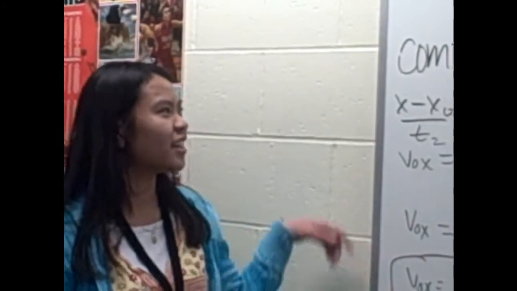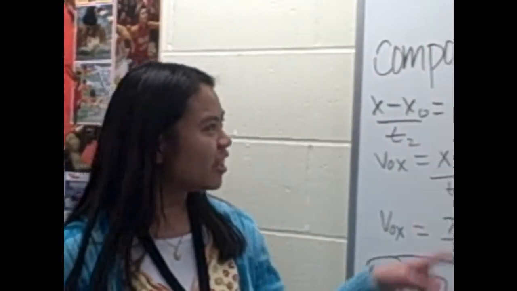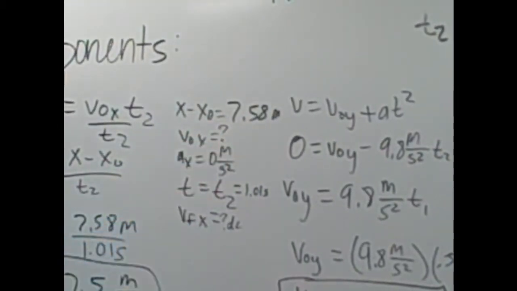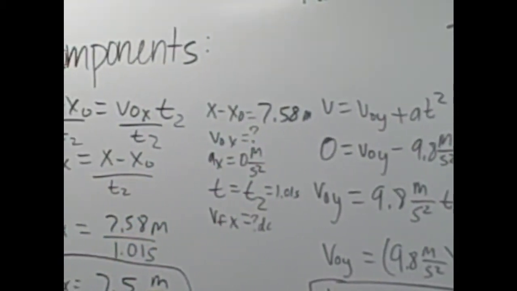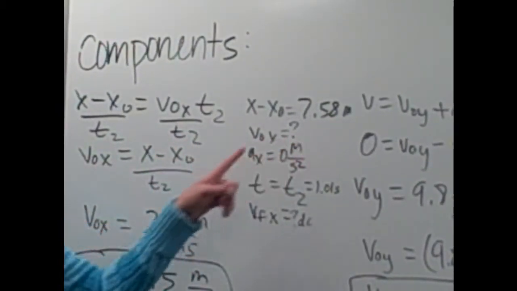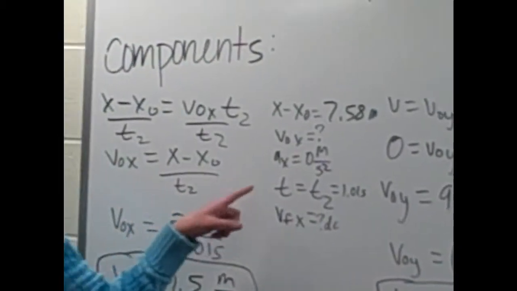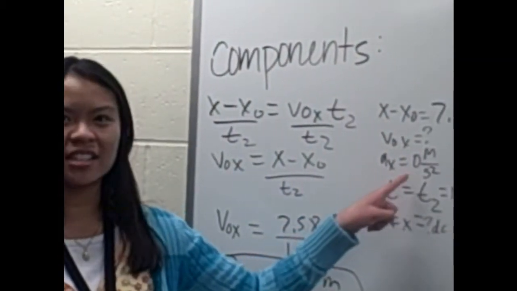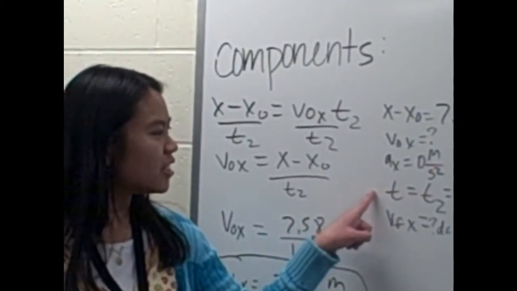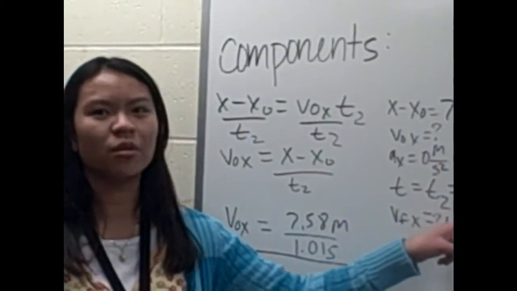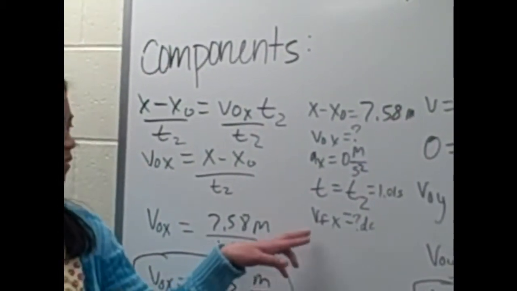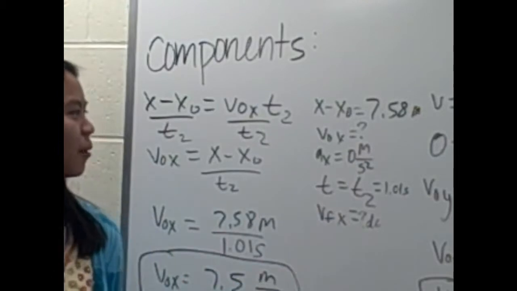You'll see a red line. Okay, to calculate components in the x direction, x minus x naught is 7.58 meters, and we got that by using a meter stick. And then initial velocity in the x is what we're trying to find out. And then acceleration in the x is 0 because the only force acting on it is gravity. And then the hang time is 1.01 seconds because we got that by using the stopwatch. And then v final in the x we don't really care about.